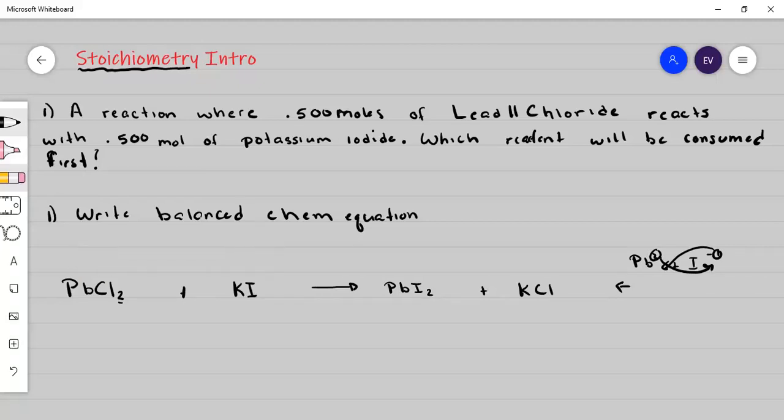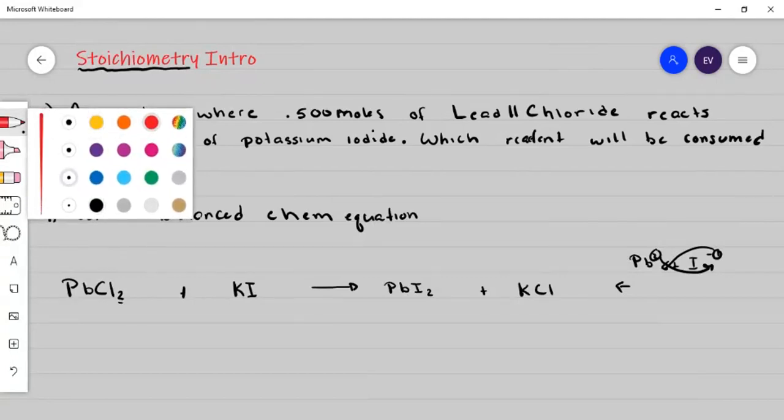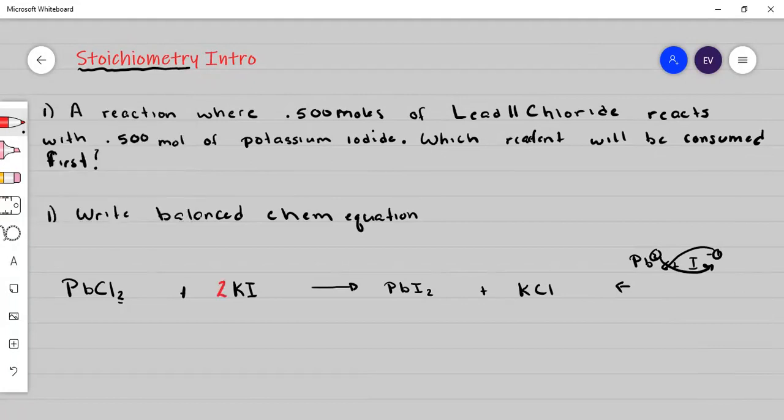Okay, so now let's balance the equation. I'm going to go through here. I see that we have 2 iodine, so I'm going to add a 2 here. That changes this to a 2, and that should be it. So if I balance this equation, this would be 1 mole of lead chloride plus 2 moles of potassium iodide produces 1 mole of lead(II) iodide and 2 moles of potassium chloride.